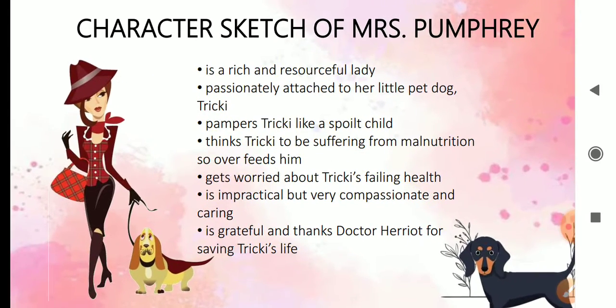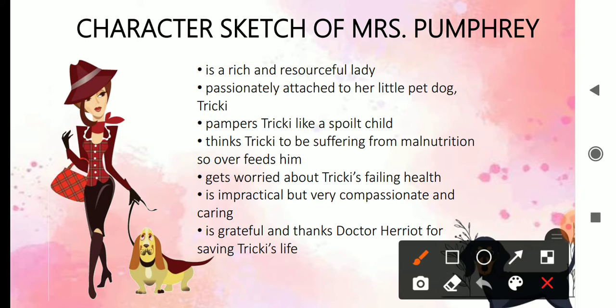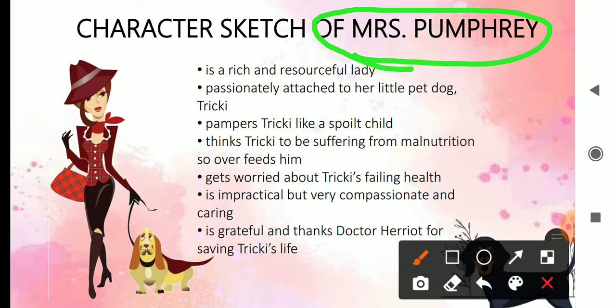Now here we go for the characteristics. The main characters you already know in the story. There are three main characters: Mrs. Pomfrey, who is the owner of the dog, remember, the mistress of the dog, and then Dr. Harriott, and the dog itself, Tricky. So let's study about Mrs. Pomfrey.